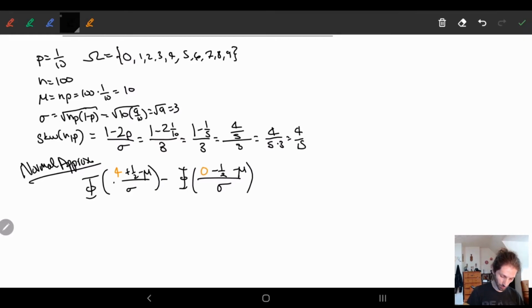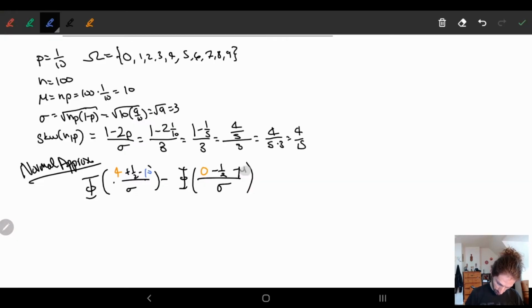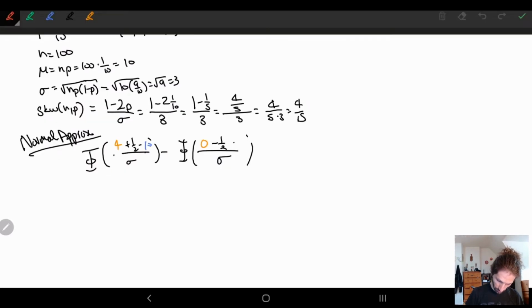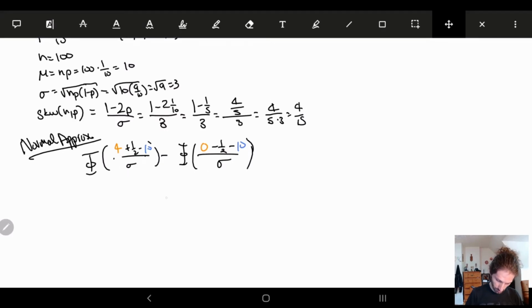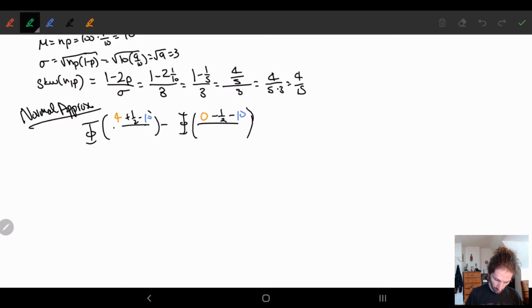We know the mu, right? So we know mu here is equal to 10. So we can remove the mu part, which I need to put 10. And then finally we can remove the sigma part. And sigma we said is 3. So we can put 3's in to calculate what happens.